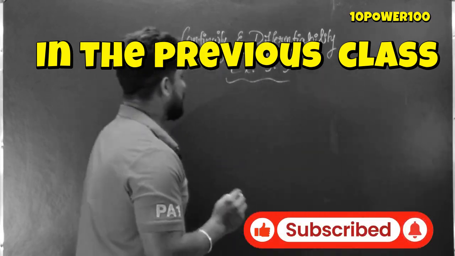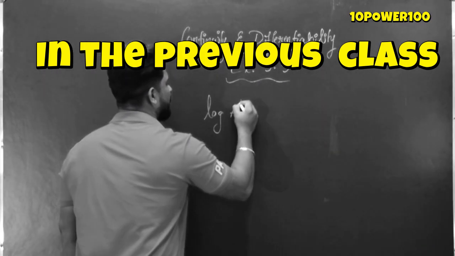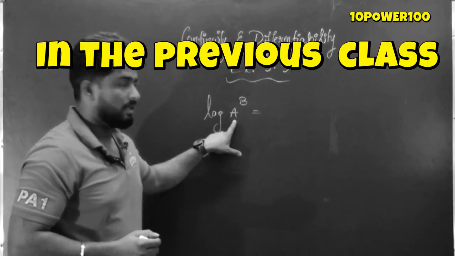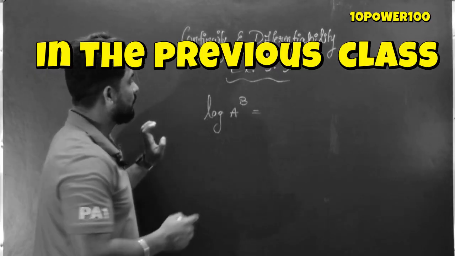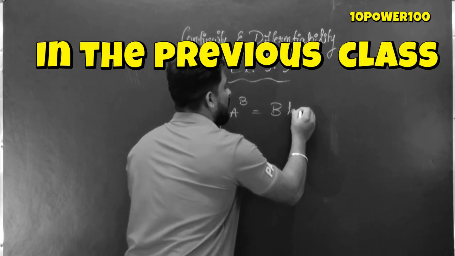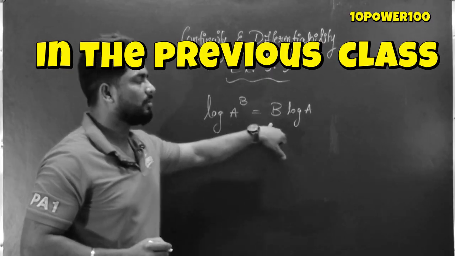So the first property, this is one of the important properties: log a to the power b. Here b has to be the power of a. So log a to the power b is equal to b log a. This is the formula. Log a to the power b is equal to b log a is the first formula.